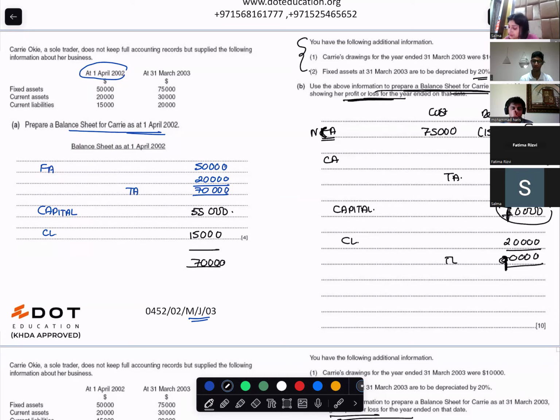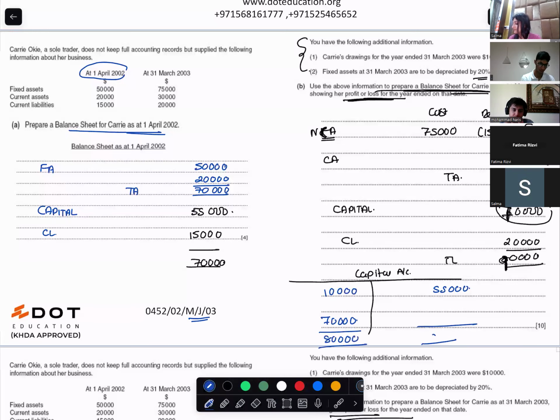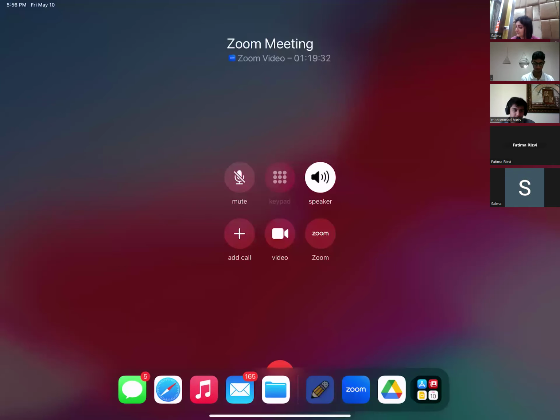So we make a capital account. Very good. So if I make a capital account, what will be my opening capital? 55,000. Which side? Credit. Closing capital? Debit. 70,000. Drawings 10,000. So what is my profit for the year? It will be 25,000. 80,000 minus 55,000. My profit for the year is 25,000. Are you with me?